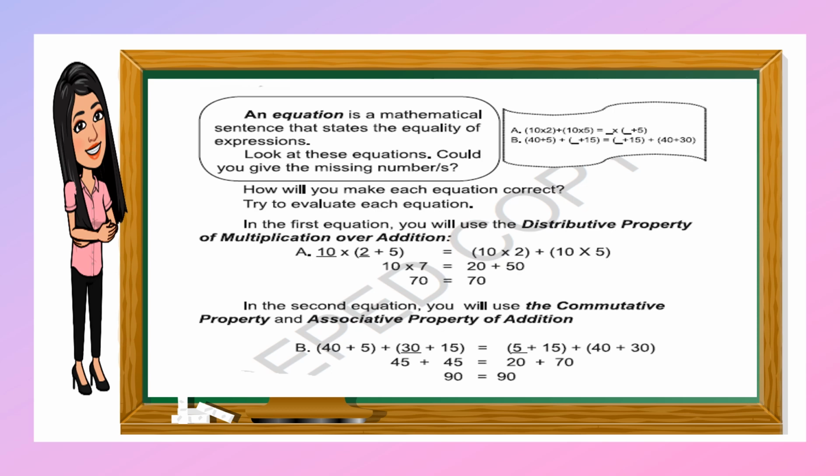So how will you make each equation correct? Try to evaluate each equation. In the first equation, you will use the distributive property of multiplication over addition. So we have letter A: 10 times 2 plus 5 equals 10 times 2. We need to distribute 10 to the two given, no? 10 times 2 plus 10 times 5. Okay?